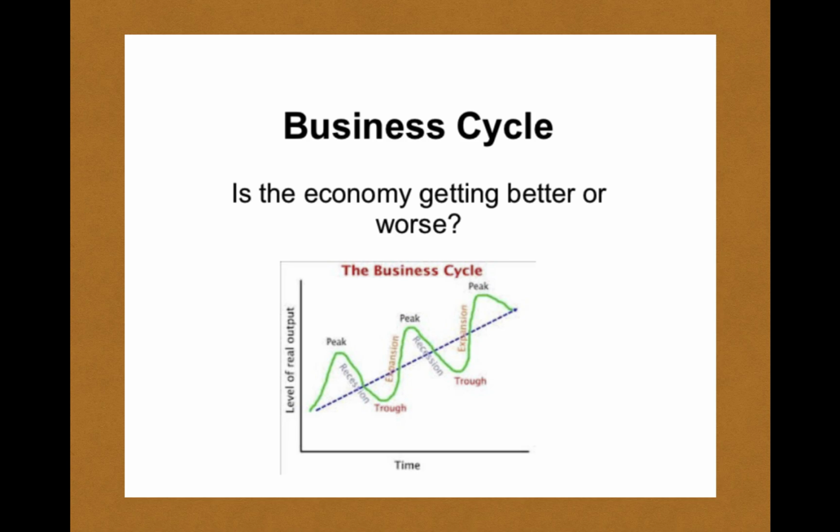So, taking everything and kind of putting it together. We've been looking at ways we measure the economy, how our GDP, is it growing or is it shrinking? We're looking at unemployment. Do people have jobs? Do they not have jobs? We're looking at inflation. Is that going up or down? And all of that relates to what we call the business cycle. Is the economy getting better or is the economy getting worse?